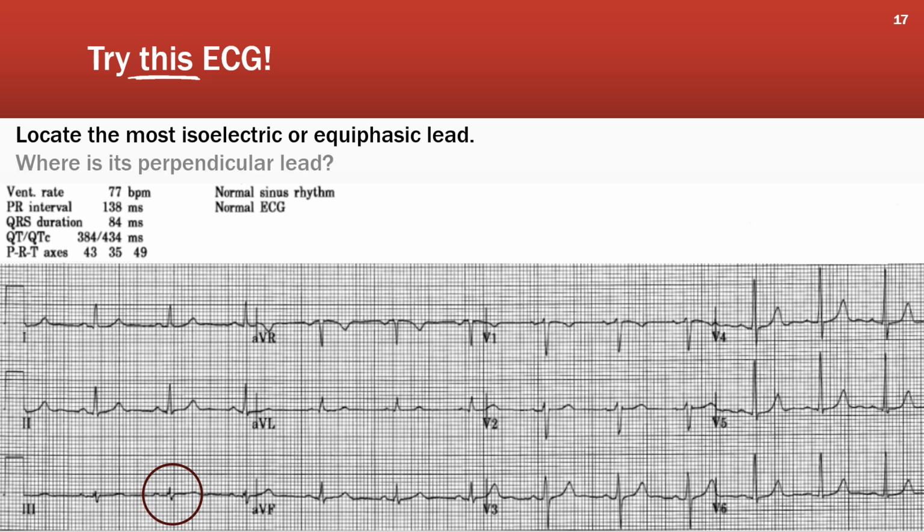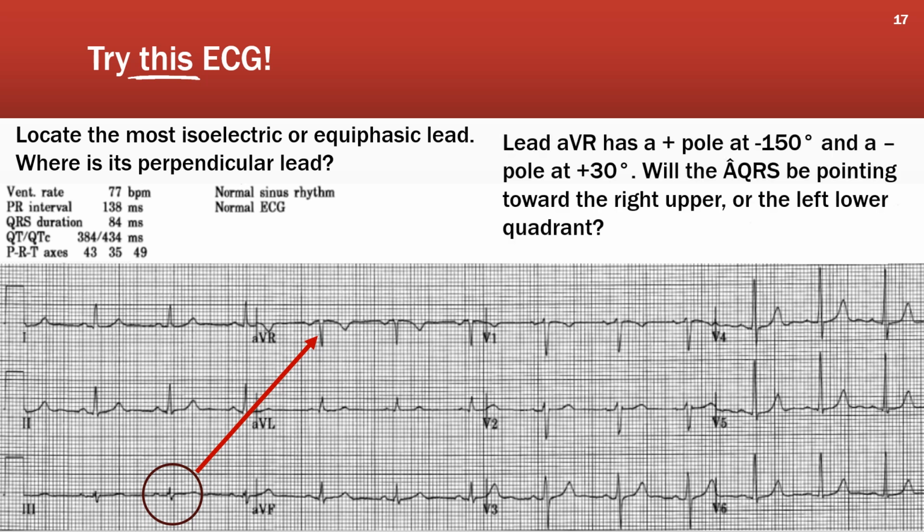Now the next step is, where is its perpendicular lead? Which lead is perpendicular to lead 3? Again, we go back to our tic-tac-toe game, and we see that lead AVR is perpendicular to lead 3. Now, lead AVR has a positive pole at minus 150 degrees on the hexaxial reference grid and a negative pole at plus 30 degrees on the hexaxial reference grid.